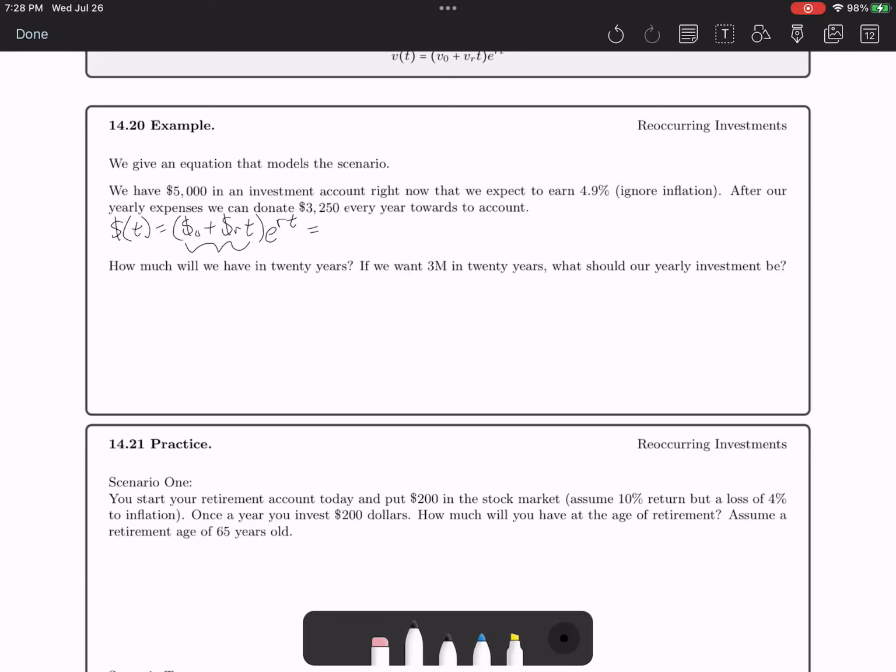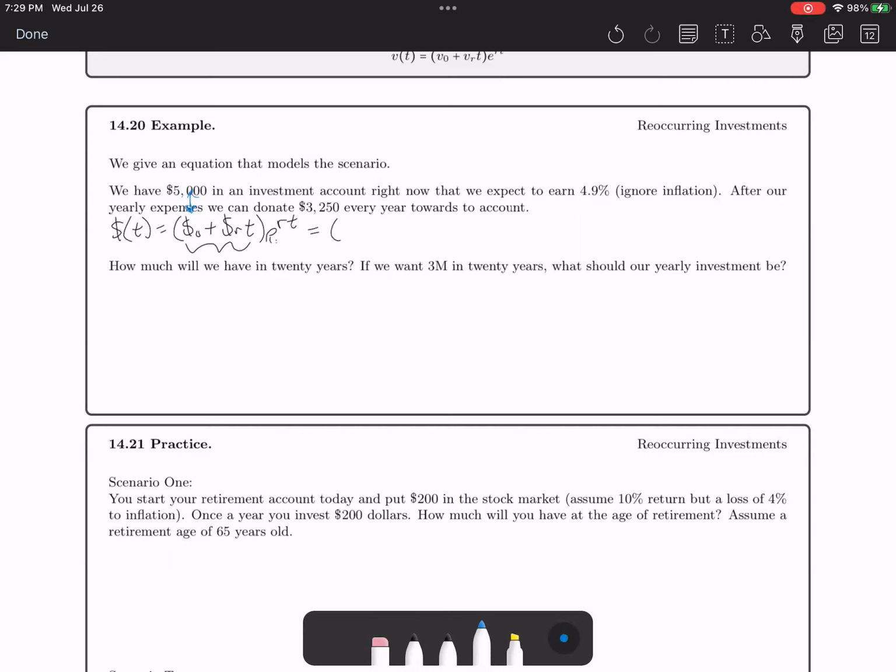Imagine if your interest wasn't there, then this is just whatever your initial value is plus your recurring investment, and then again the next year, and then again the next year. But then when I multiply it by this exponential function, it takes these values and curves them upward. So let's fill in all the gaps.